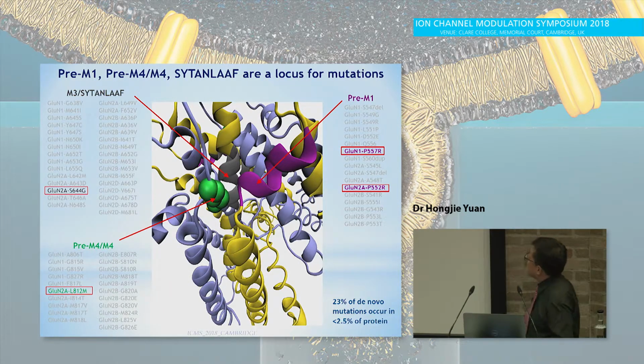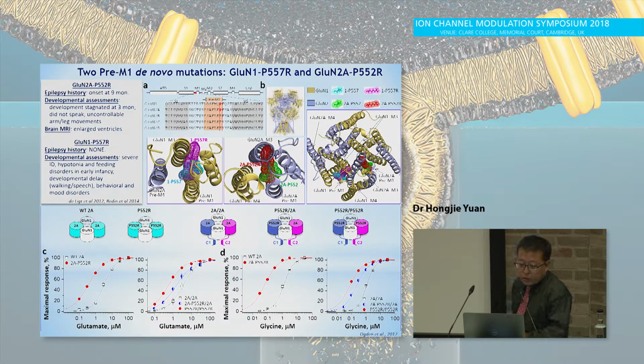The next two mutants I want to introduce are located in this pre-M1 helix. The proline at the same position of GRIN2A and GRIN1 was mutated to arginine, giving GluN2A P552R and GluN1 P557R. The GRIN2A P552R was from a patient with epilepsy and developmental delay, and the GluN1 P557R is from a patient with severe intellectual disability with no seizure detected.